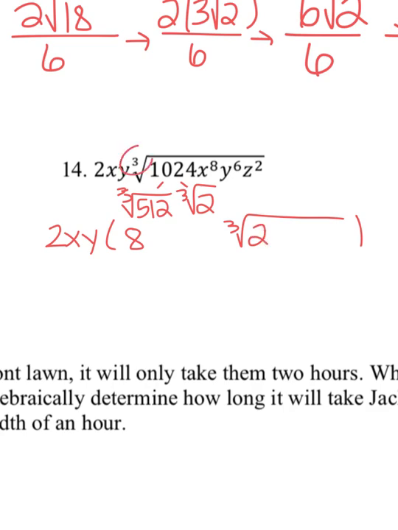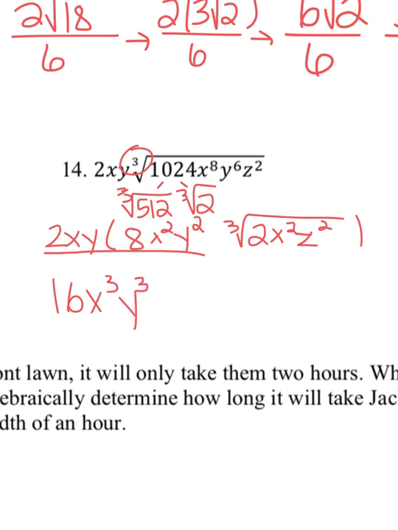Remember, this is a cube root, so now we're dividing by 3 for the exponents. So for the x, 3 goes into 8 2 times with a remainder of 2. For y, 3 goes into 6 2 times with no remainder. And for z, 3 does not go into 2, so z squared just gets brought down inside of the radical. And then last, I multiply these two out front. So 2 times 8 is 16. X to the third, y to the third, and you are left with the cube root of 2x squared z squared.